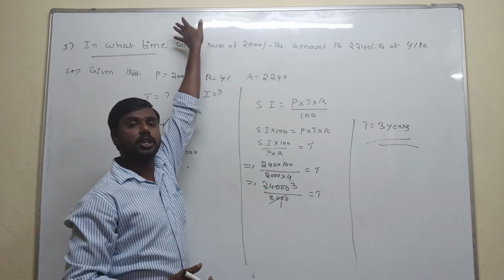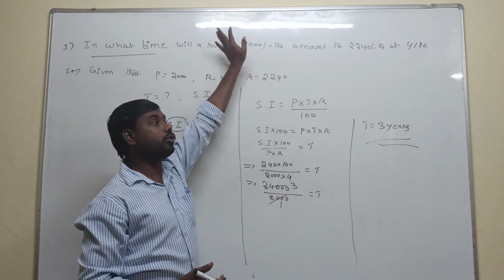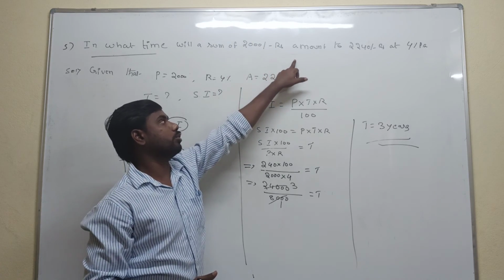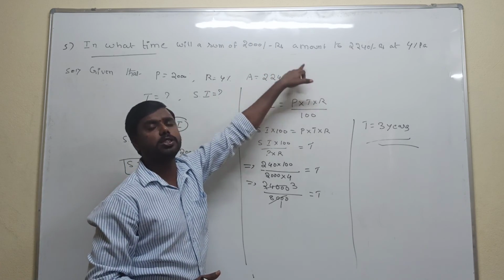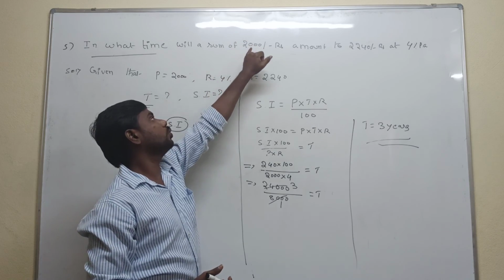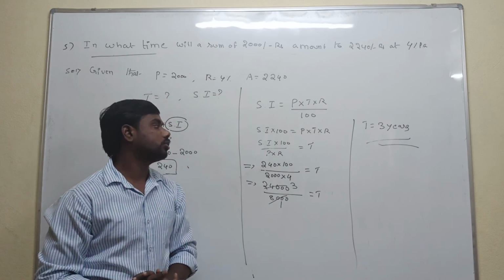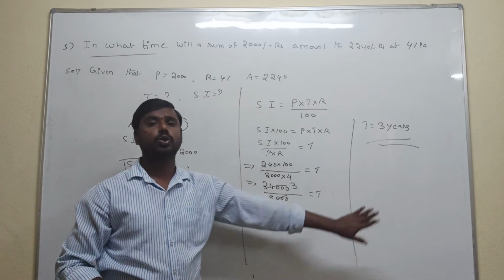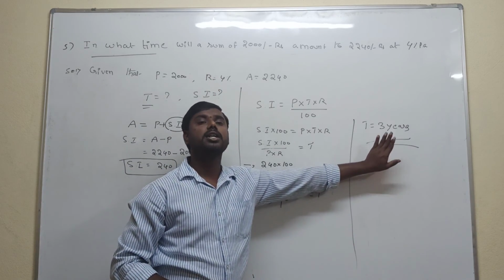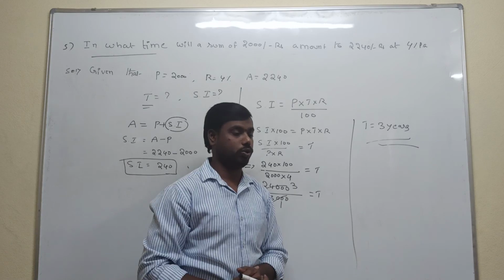In 3 years we get the total amount of 2240 rupees. Principal amount is 2000 rupees. The rate of interest is 4% per annum. So in this question they are only asking time. So what is the time here? 3 years. This is the solution.